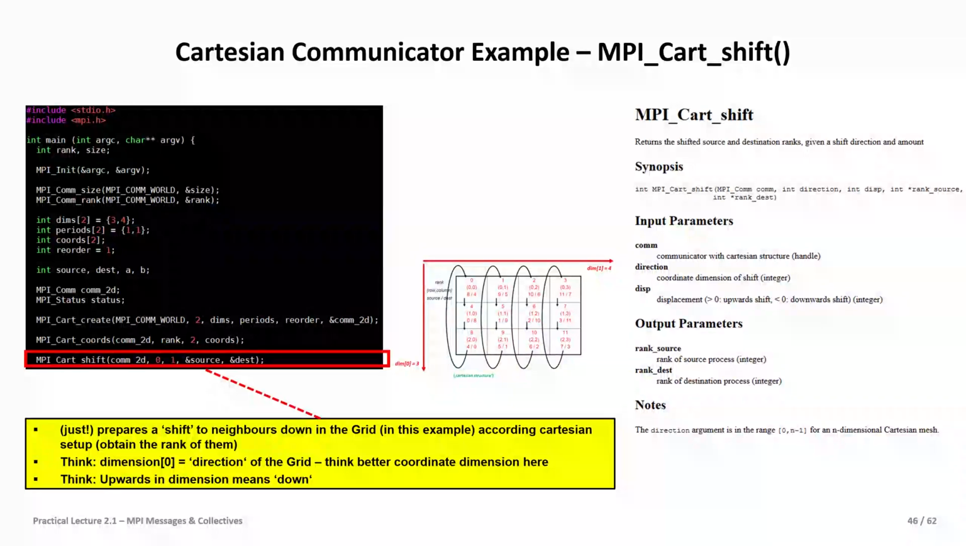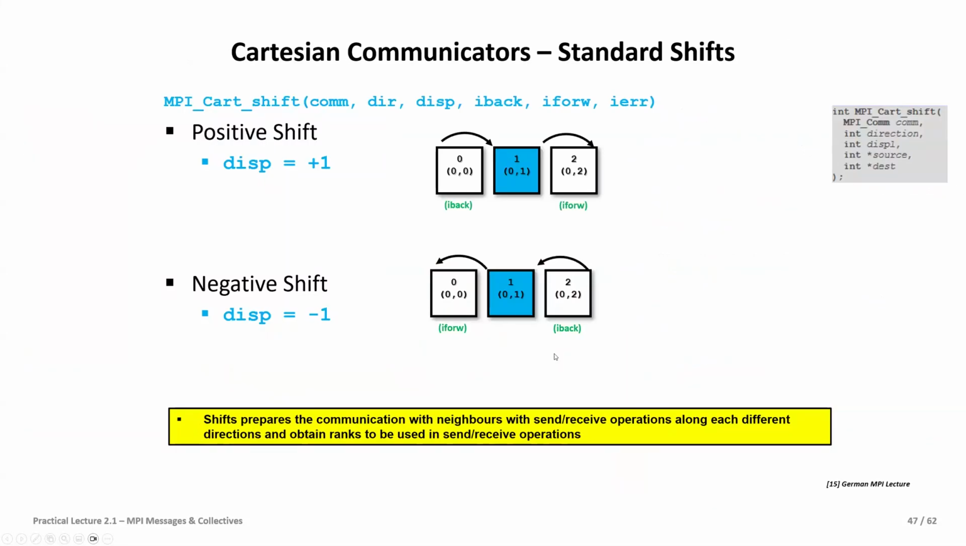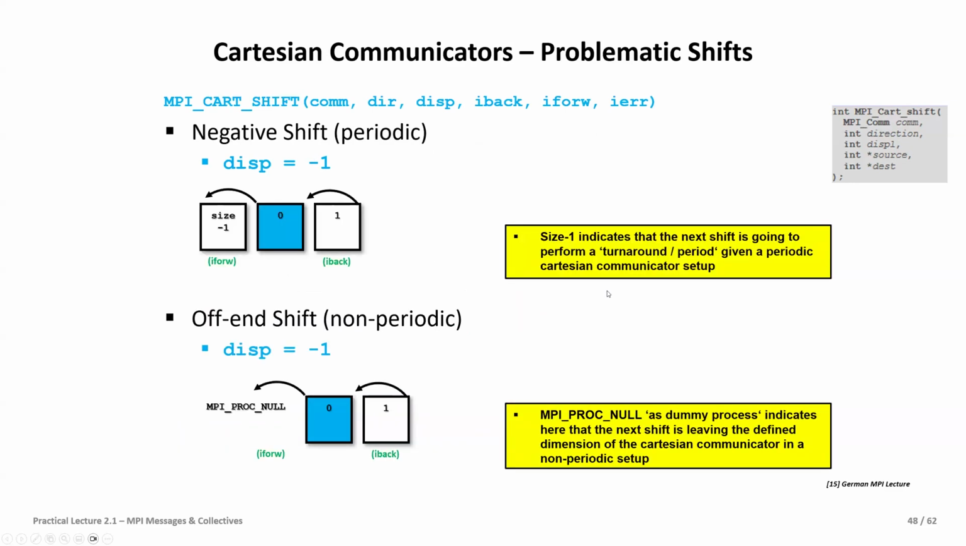And here upwards in dimension means down. That's what we had with the aspects of having this computed always in the direction. We can of course change this also, or do several shifts, right? Which we also will do in one of the examples. Now, periodic versus non-periodic: standard shifts, there's a positive shift in one direction, a negative shift. So these are, again, opportunities and possibilities for how to do it.